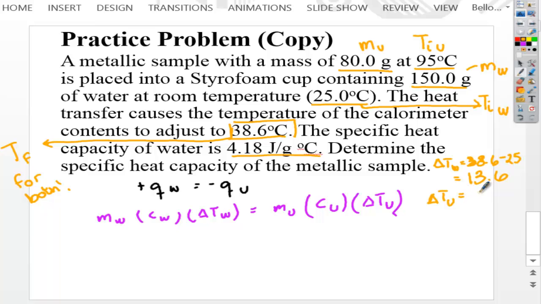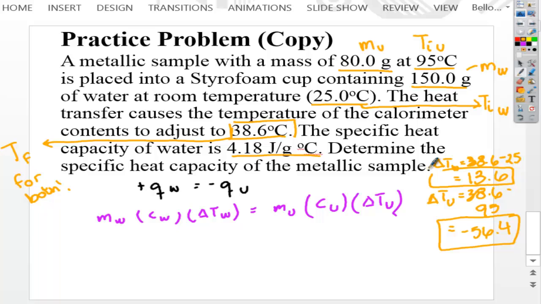Delta T of the unknown, it's equal to 38.6, sorry, it's gonna be 38.6 minus 95. Negative 56.4. So this is gonna be delta TU, and then this is gonna be delta TW.